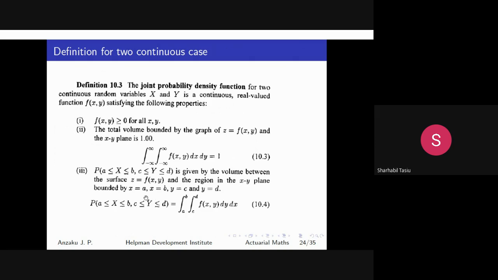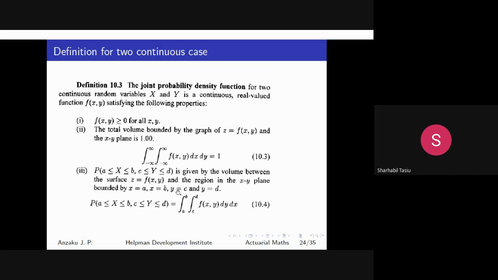Now, for the last property, when we have the two random variables bounded by these intervals, a and b for the x, then c and d for the y, the probability is given by the volume between the surface z equal to f of x comma y and the region in the x-y plane bounded by x equals a and x equals b, while y will have y equals c and y equals d. So these are the two bounds.